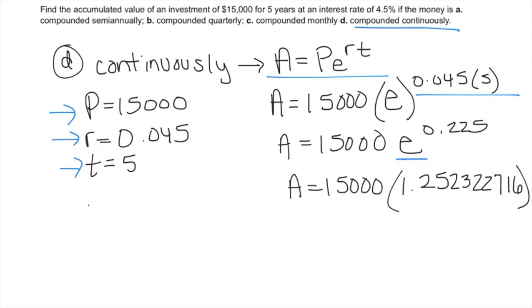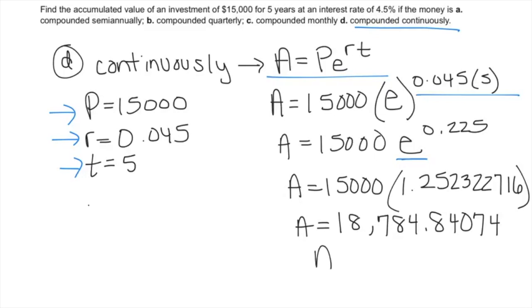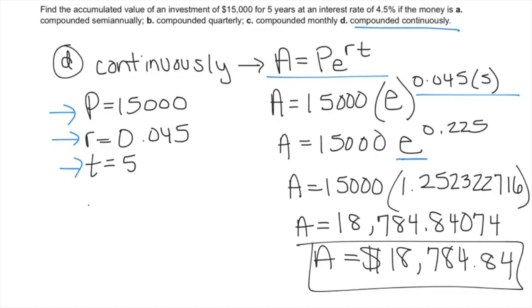When you do that, you should get 1.252322716. Lastly, you'll multiply that decimal by 15,000. You should get a value of 18,784.84074. Now again, we want to round this to the nearest cent, so our final answer is $18,784.84. And that's our answer to part D.